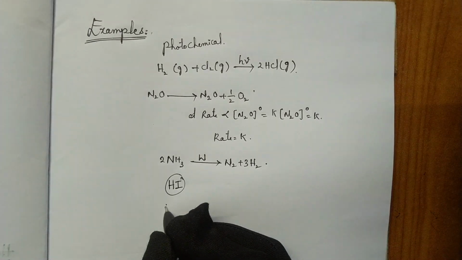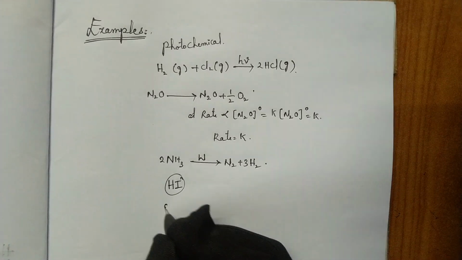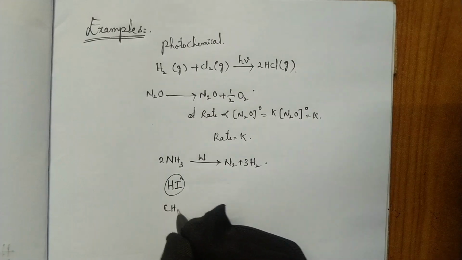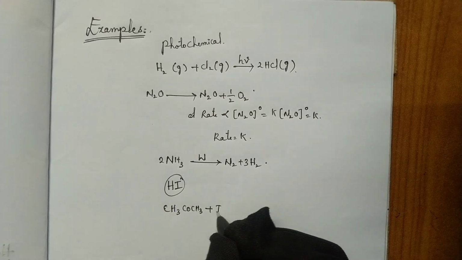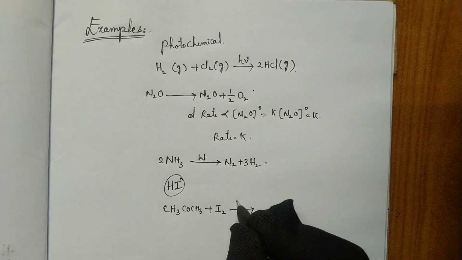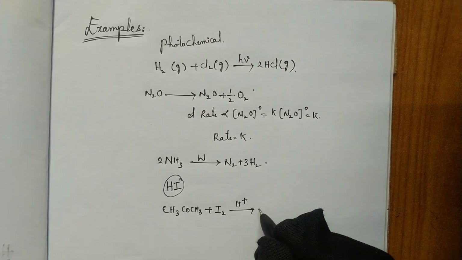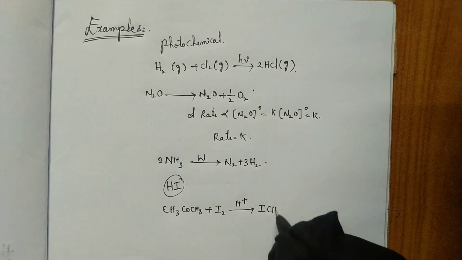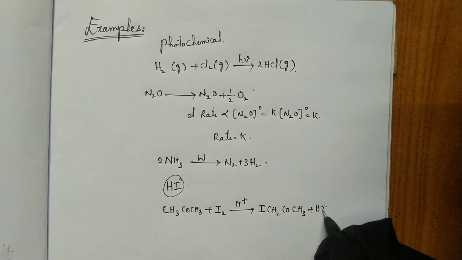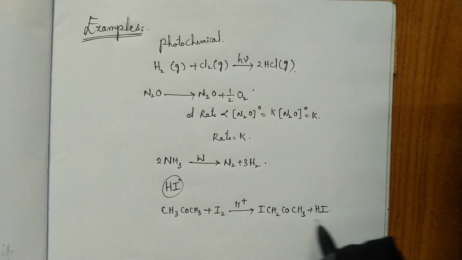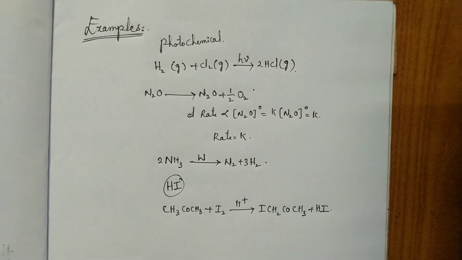Okay, iodination of acetone in the presence of H plus ions, that is CH3COCH3 plus I2, in the presence of H plus ions gives ICH2COCH3 plus hydrogen iodide. So this reaction also is an example of a zero order reaction.